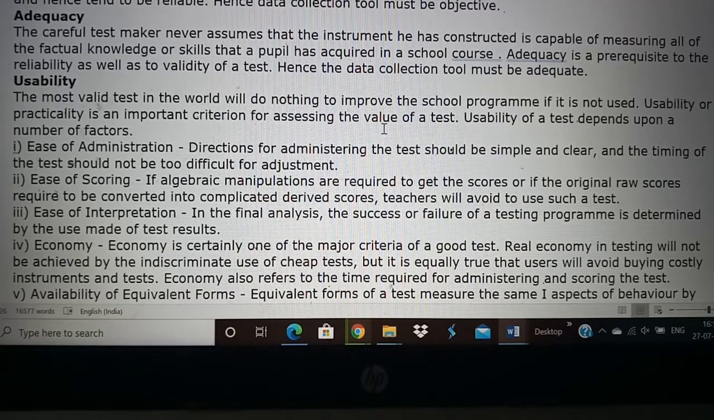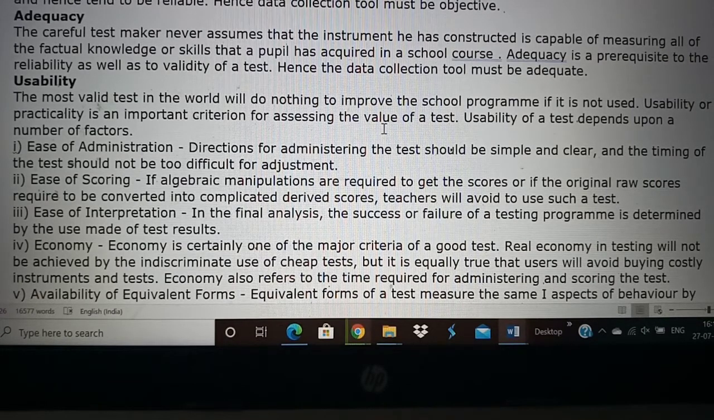Usability can also be called practicability, practicality. You have heard people saying it is not practical. Can you say tomorrow I will be going to the moon? Is it practical? No, it is not practical. In the same way, a research tool has to be practical in its usage. It should be useful and effective in its function. For that we can see how it can be practical.